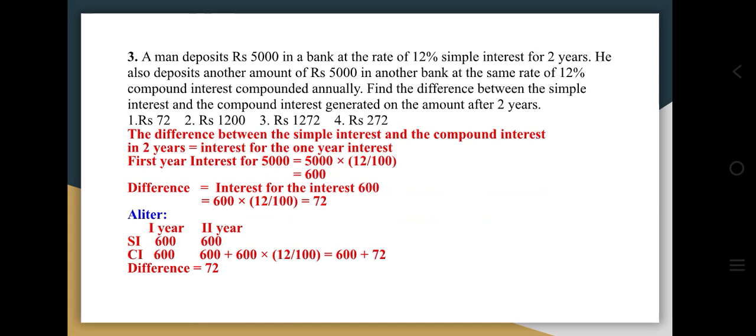Or if you recollect, the second year interest is first year interest plus interest for the first year interest. Then the difference is interest for the first year interest. So the interest for the first year interest 600, we have to calculate 600 into 12 by 100, that is 72. So by that way also we can do the problem, or by calculating simple interest and compound interest separately, you can easily do the problem.